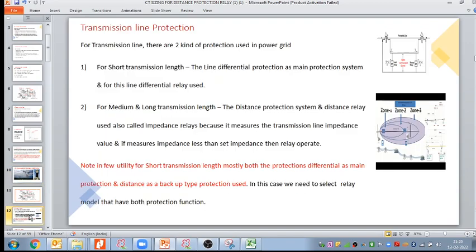Before going to the CT sizing calculations, let us understand the transmission line protection, because, as I said in the beginning, the CT sizing calculation is governed by the relay requirement. So let us understand the relay selection, and after that we will go to the CT sizing.